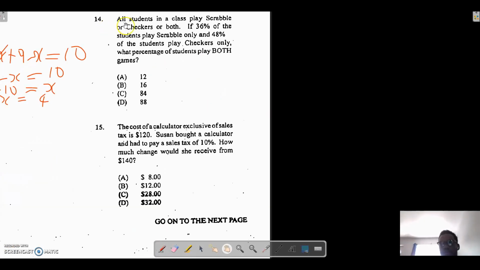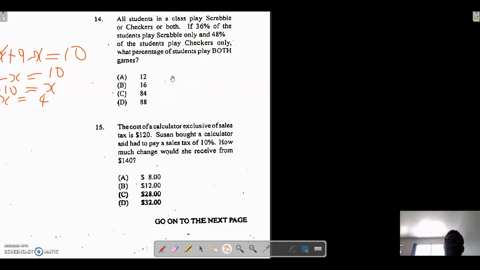Alright, question 14. All students in a class play Scrabble, or checkers, or both, which means that 100% of the students take part in one of these two games, or there's a percentage at the both. Alright, because when you say all students, we're looking at 100% since the things are in terms of percentage here. It says if 36% of the students play Scrabble only, alright, so those are persons who only play Scrabble, and 48% of the students play checkers only, what percentage play both?